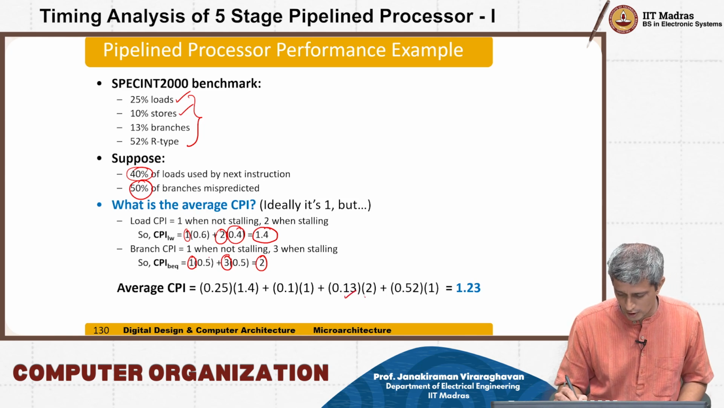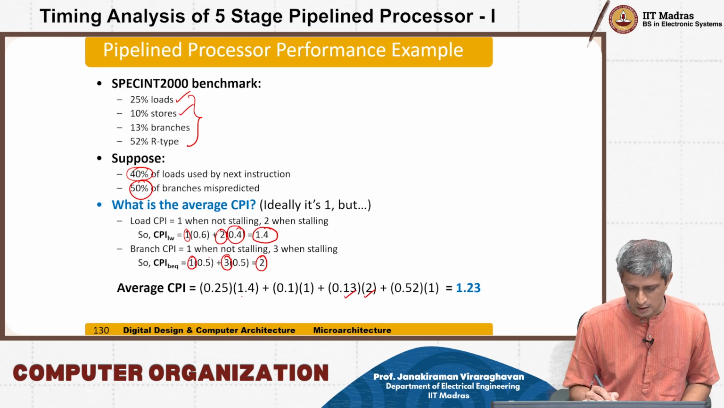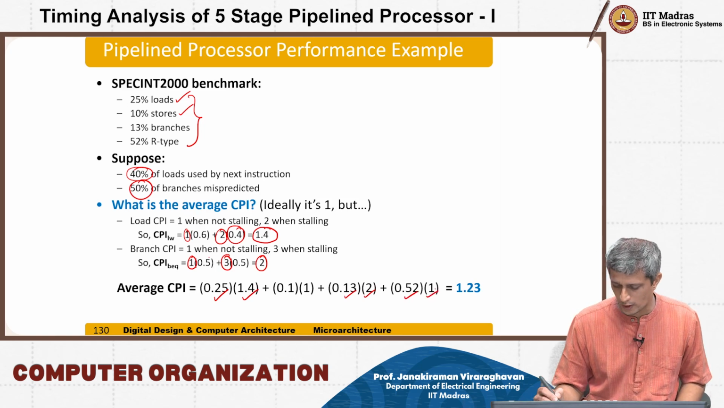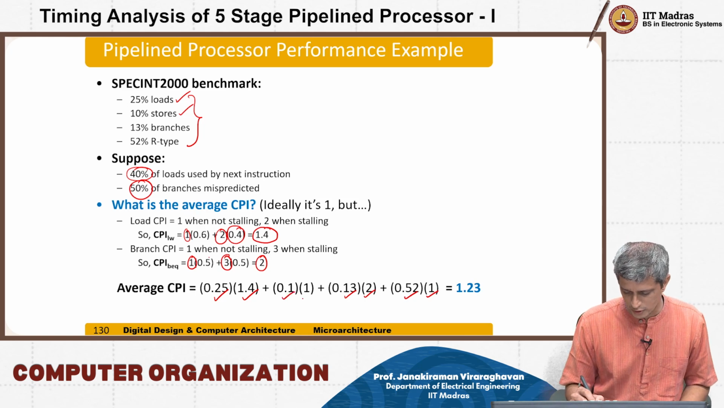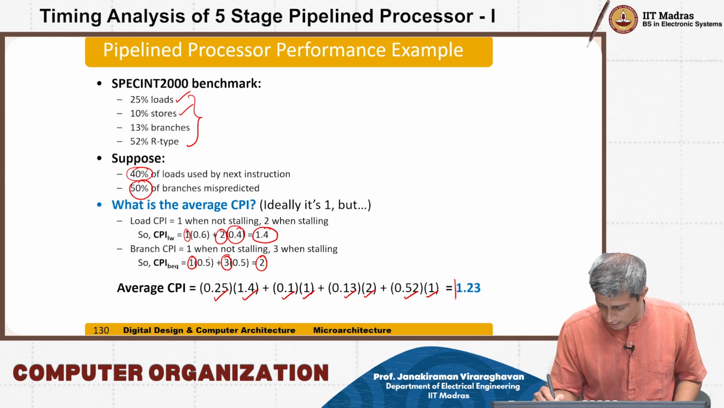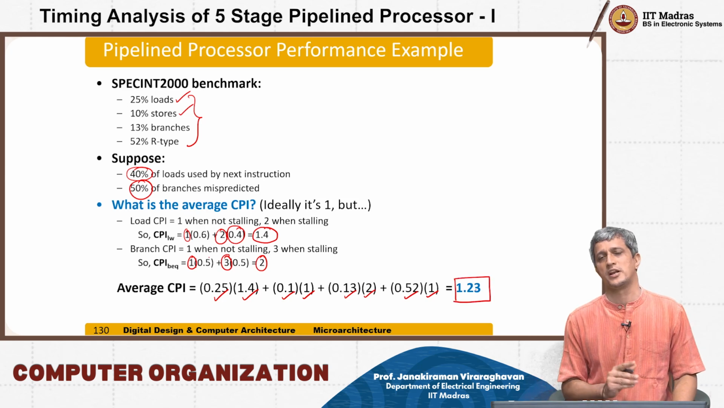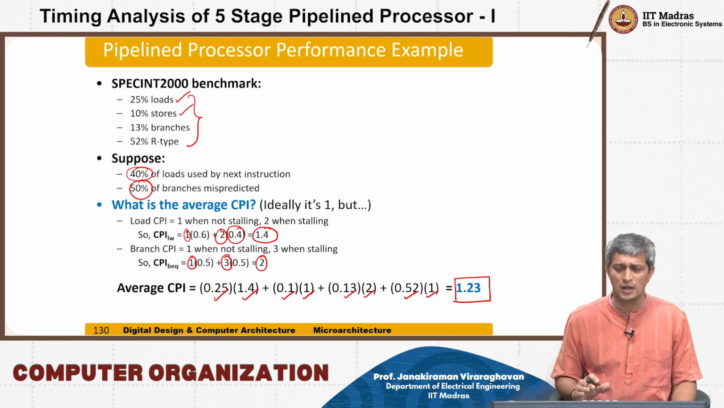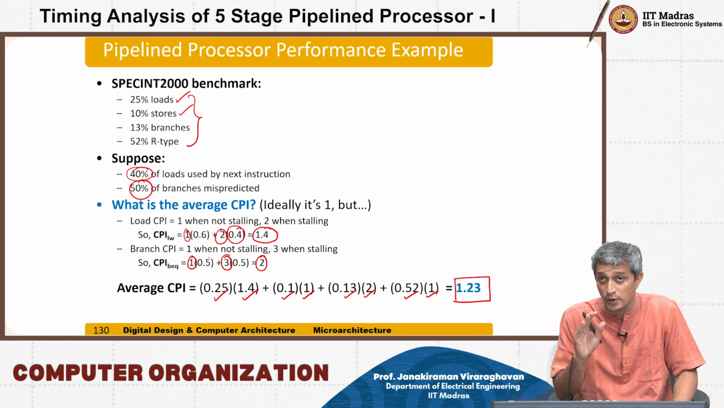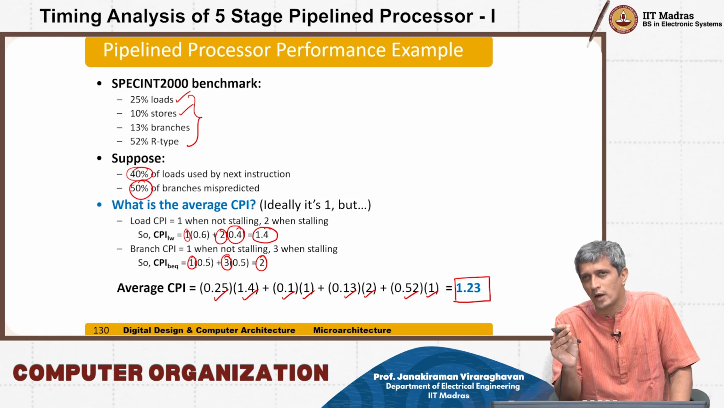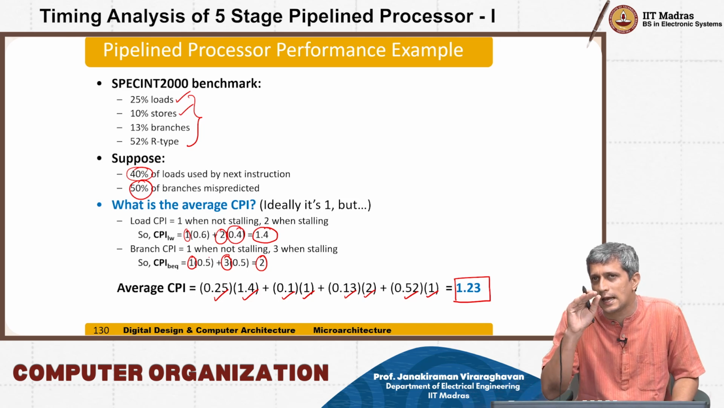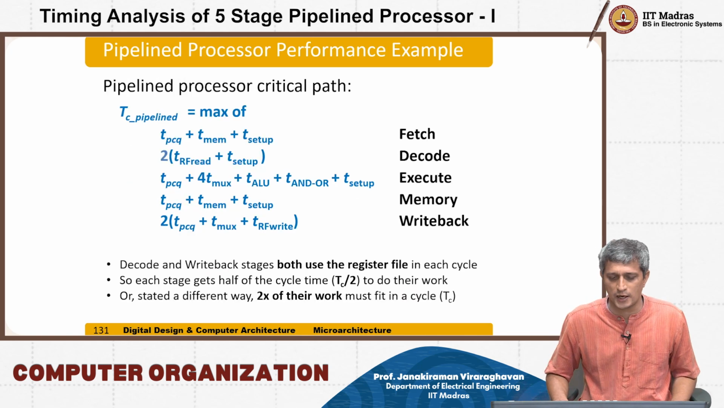So that is what we are doing here, so average CPI. For the load, it is 25% loads times 1.4 cycles, and then 52% R-type times 1, of course. And this is the 10% store taking 1, and therefore you get an average clock cycles per instruction of 1.23. Okay, now this is very nice. Ideally it should have been 1, but we have made it 1.23.